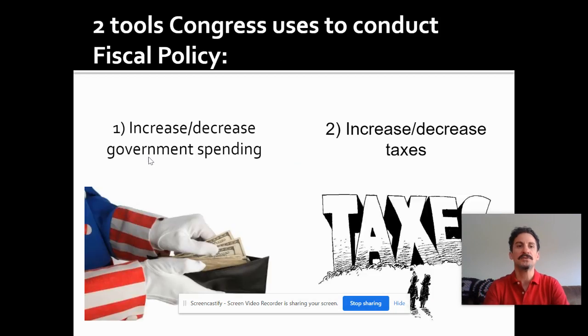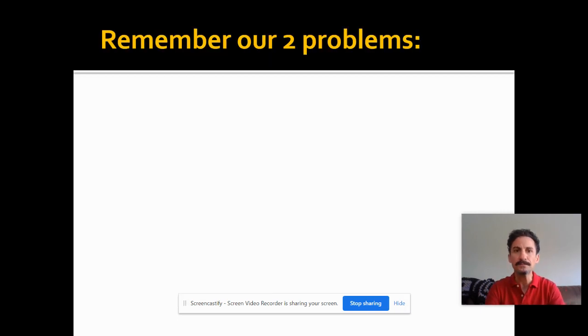So let's talk about it. Two tools Congress uses to conduct fiscal policy. We just talked about it. They can either increase or decrease their spending on certain programs like welfare programs and medical healthcare programs. They can spend more, spend less. They can ask you for more taxes, or they can ask you for less taxes. Either way, it's going to have an effect on the economy. It just depends on what they're trying to do at the time.